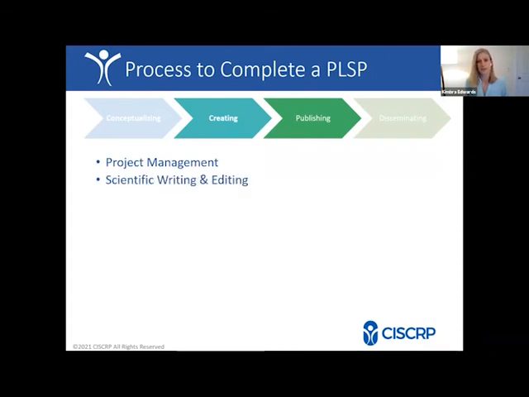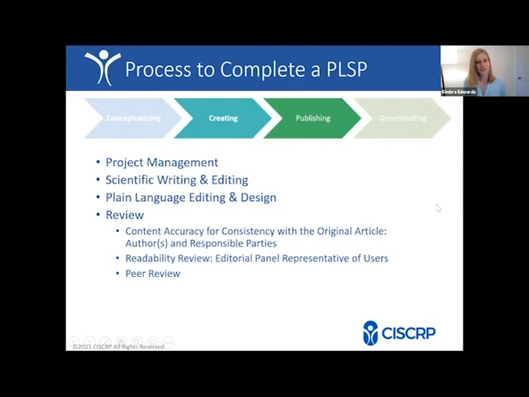SysGroup can take care of all the project management. OPG took care of all the scientific writing and editing, along with SysGroup's plain language editor. They go back and forth and also collaborate on design ideas for easy to understand graphics that might be implemented. It's obviously a really collaborative effort in the review process.